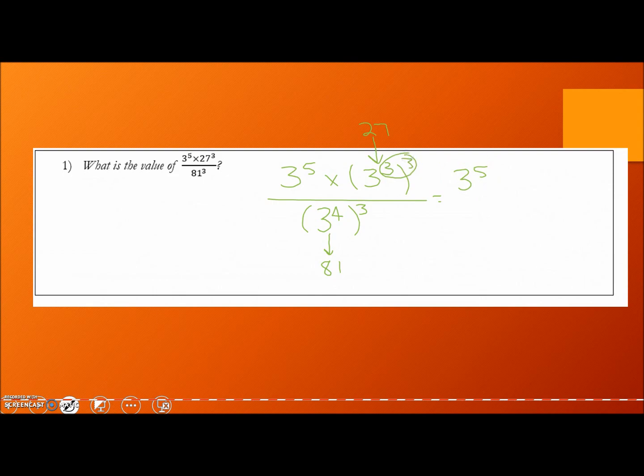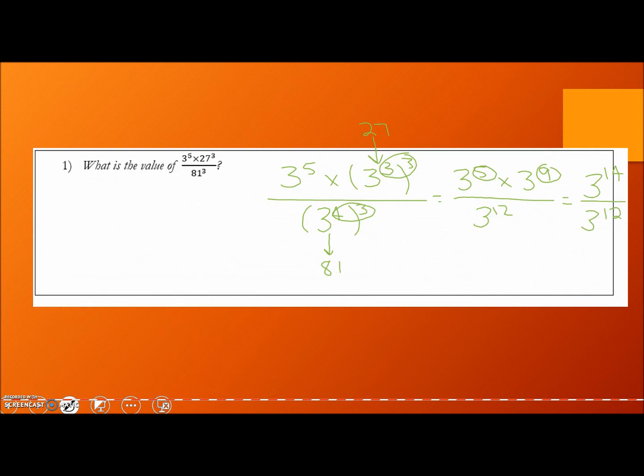Power to power, I multiply them together. So that's actually 3 to the 9th. Same with on the bottom, I multiply those together, 3 to the 12th. Then, whenever you multiply things with the same base, you can add your exponents. So on the top, that's actually 3 to the 14th power.